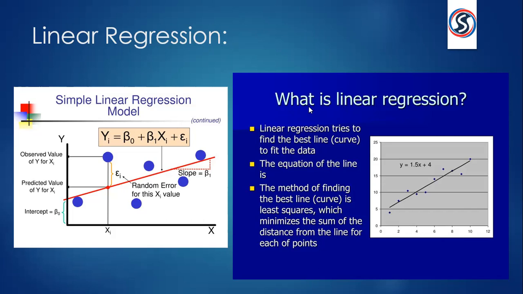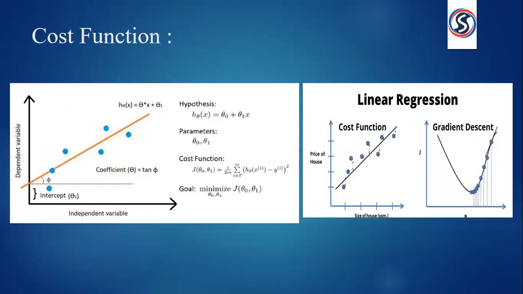Whenever we are calculating the distance, we are iterating over different theta 0 and theta 1 values. This process is called the cost function. In the cost function, what we need to solve is the summation of the distance between the real point and the predicted point, so that the distance should be minimal.